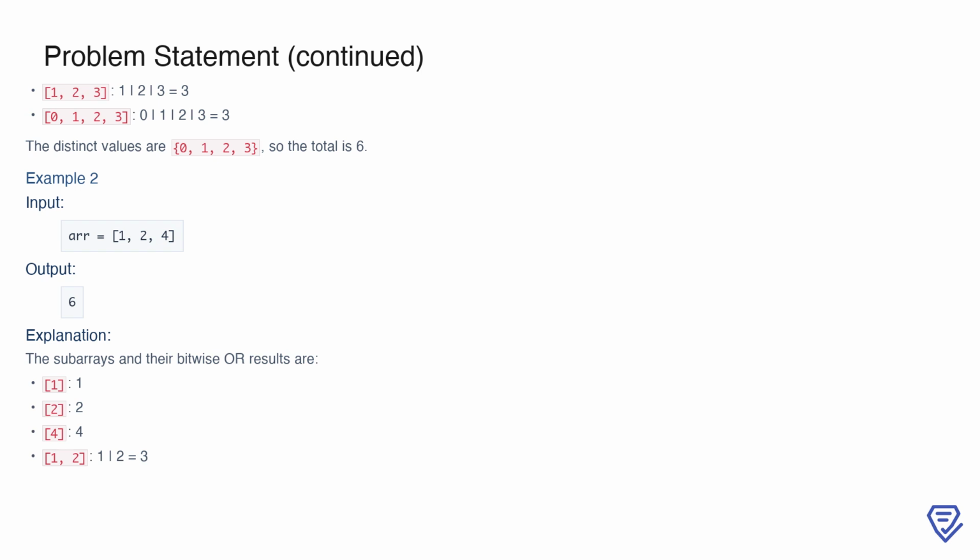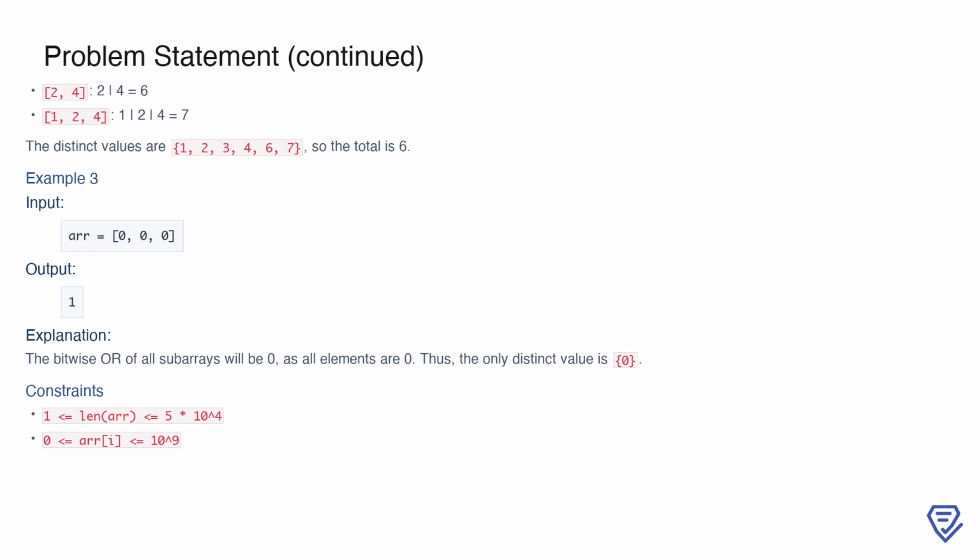Now, consider another example where ARR is 1, 2, 4. Starting with single-element subarrays, 1, 2, and 4 yield OR values of 1, 2, and 4. For two-element subarrays, 1|2 equals 3, and 2|4 equals 6. For the three-element subarray, 1|2|4 equals 7. In this second example with ARR equals 1, 2, 4, the distinct OR values are 1, 2, 3, 4, 6, 7, so the total count is 6.